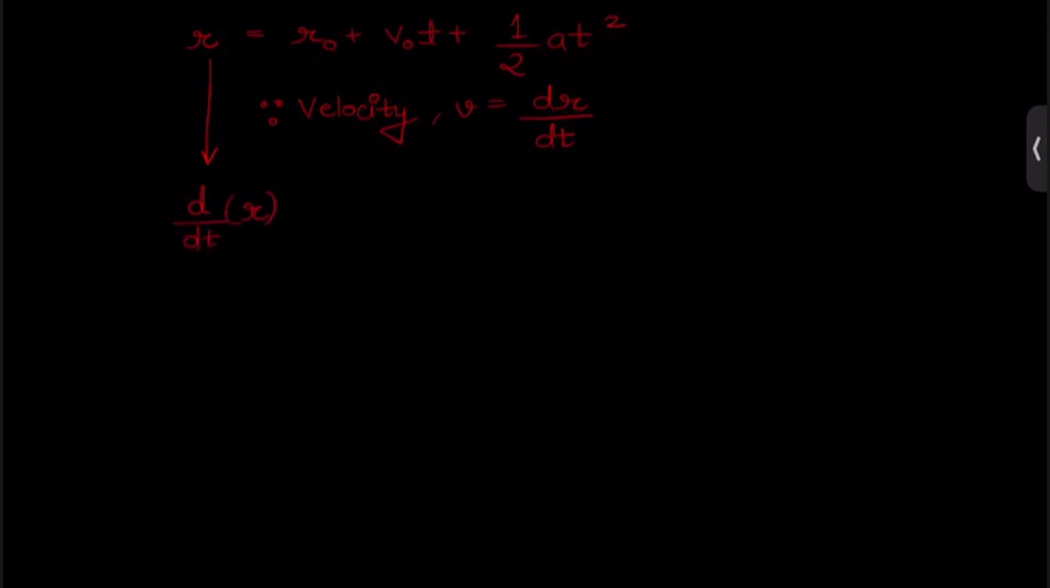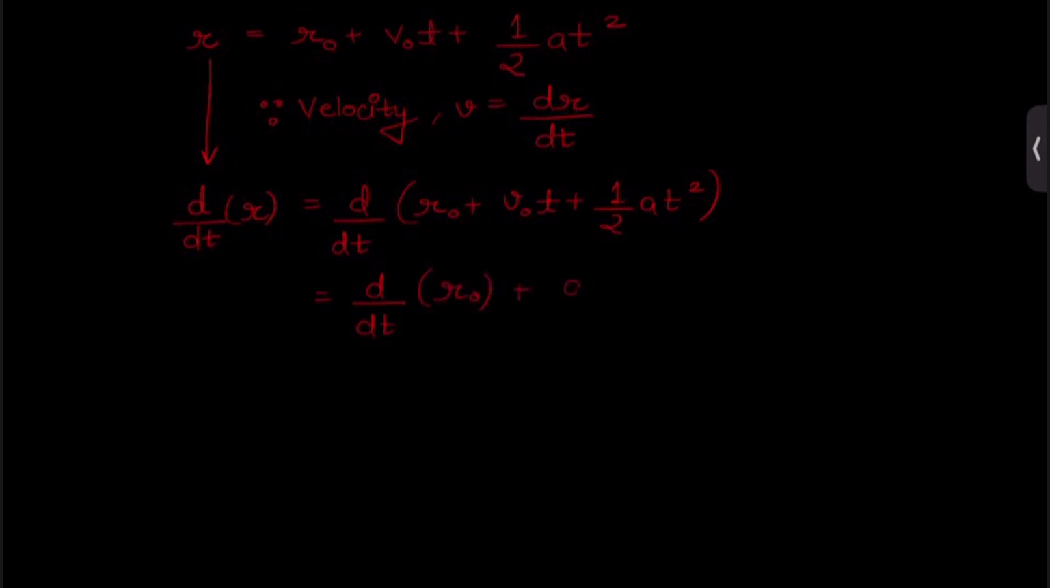So it is d by dt of r, which is equal to d by dt of r0 plus v naught t plus half a t square. We can separate all the terms in addition. So it is d by dt of r naught plus d by dt of v naught t plus d by dt of half a t square.